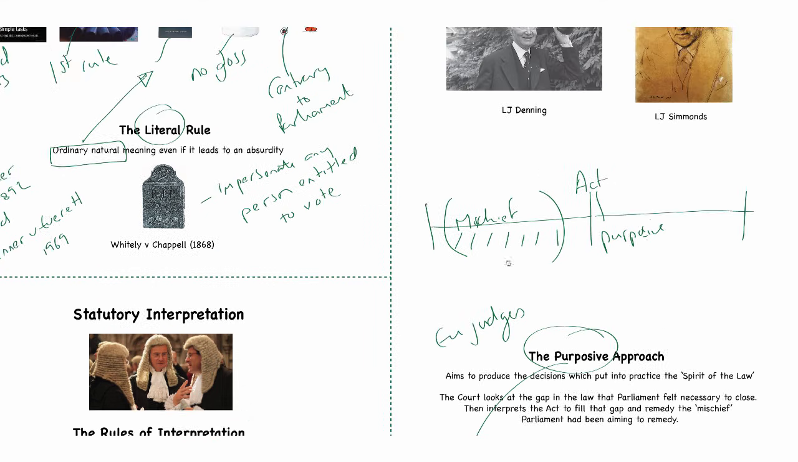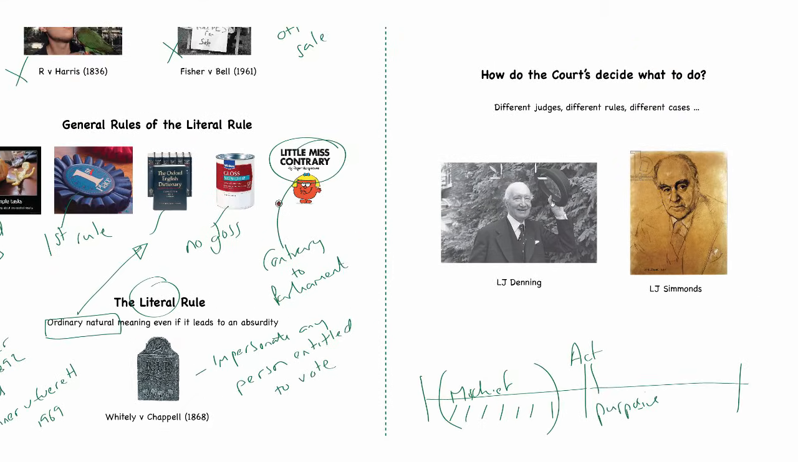And finally, you've got to ask the question, how do the courts decide? How do the courts decide which one of these rules they follow? And the easiest way to say that is that it depends on who the judge is, or who the judge is and which case it is, as to which rule they'll follow. And I've got two key judges here. One I had to sort of do a drawing of because I couldn't find his photograph. But the first is the famous Lord Denning and the second is Lord Simonds.